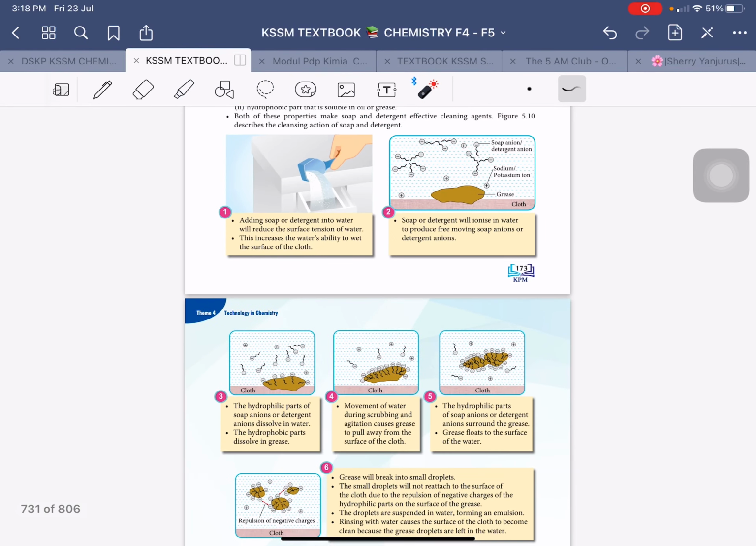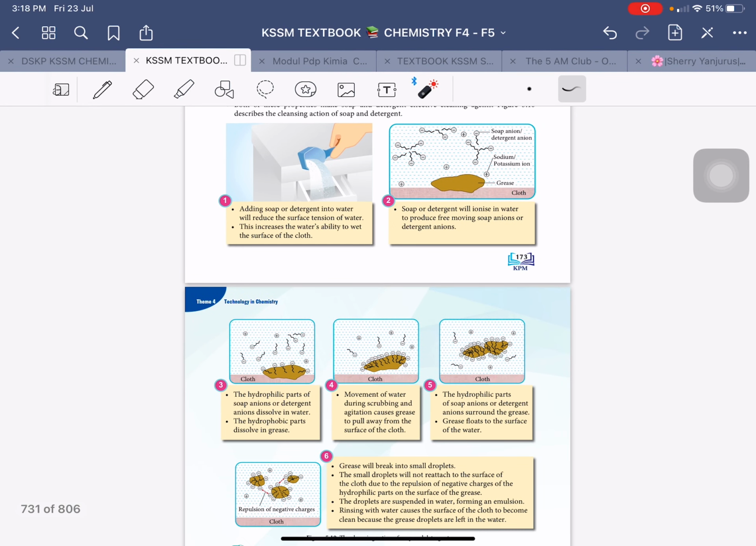You can use this diagram. Please use this diagram to explain to yourself when you want to revise this subtopic. This is not a hard subtopic actually. Okay, you just tell yourself lah, mula-mula you add sabun. Kenapa add sabun? Because you want to reduce surface tension.